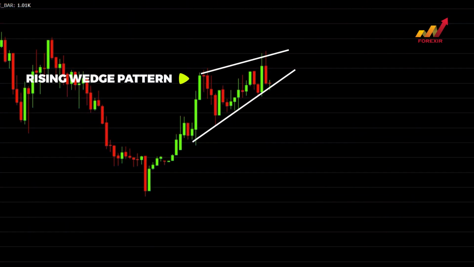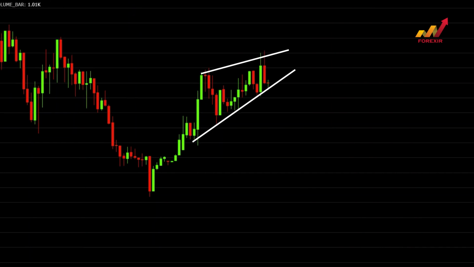In contrast to what we see with the falling wedge pattern, the rising wedge only forms as a continuation pattern during downtrends. If you see one form during an uptrend, it's not a continuation pattern and is instead the reversal pattern we just looked at in the previous section.